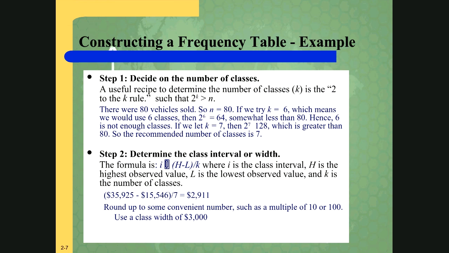So you have to know what your sample size is, n, okay? This is one way to determine the classes, and it's mathematical, so it's not subjective. You really want to use something that's objective. And if you use the 2 to the k rule, you should find enough classes.